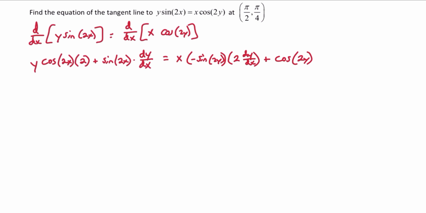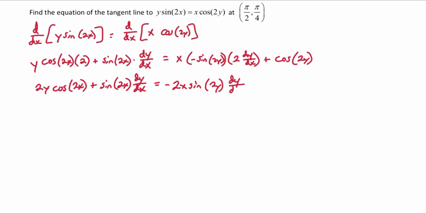In the next step, we'll just clean up what we have here. We have 2y cosine of 2x plus sine of 2x dy dx equals negative 2x sine of 2y dy dx plus cosine of 2y.